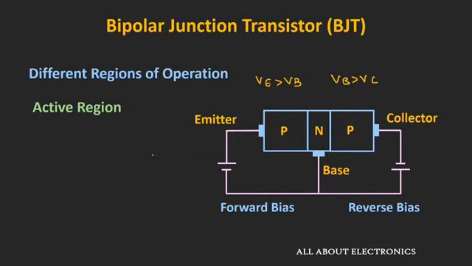So we can say that in case of the PNP transistor, to operate it in the active region, the emitter voltage should be greater than the base voltage, and the base voltage should be greater than the collector voltage. And similarly, this PNP transistor can also be used in the different regions.